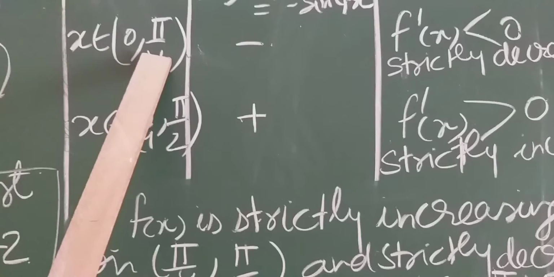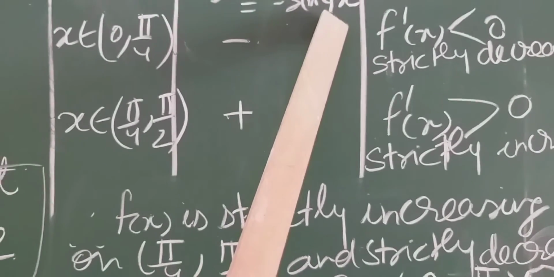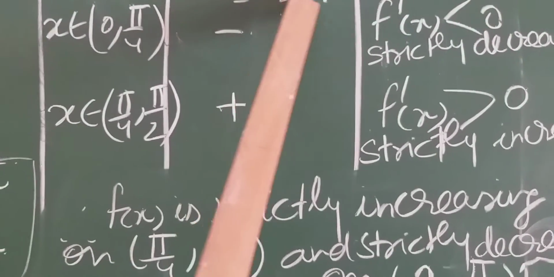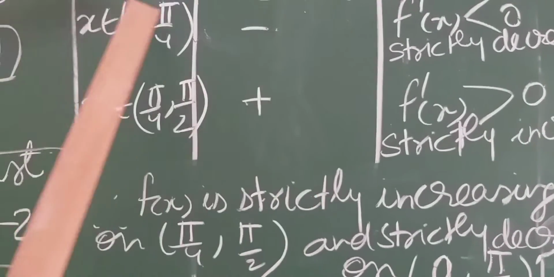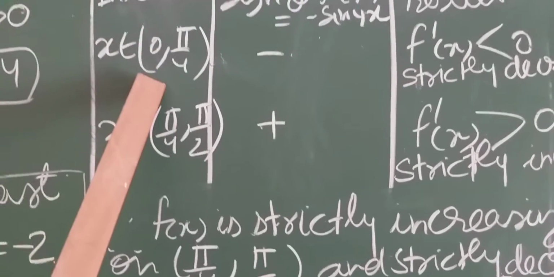0 to pi by 4, then we know that when we put x equals to pi by 4 here, it will become sin pi minus sin pi. So take any value between them. Let us take pi by 6.